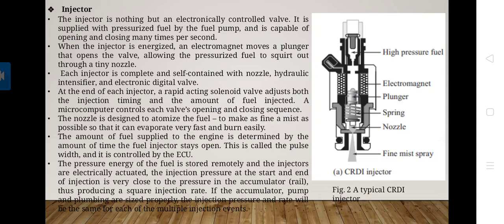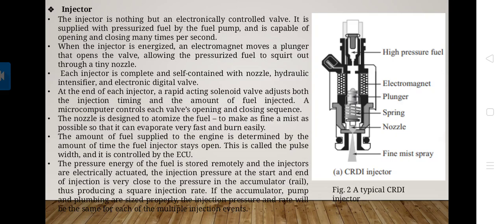At the end of each injector, the rapid acting solenoid valve adjusts both the injection timing and the amount of fuel injected. There is a microcomputer also. That microcomputer controls each valve's opening and closing sequence. There is a nozzle, and this nozzle is designed to atomize the fuel to make a fine mist possible so that it can evaporate very fast and burn easily.